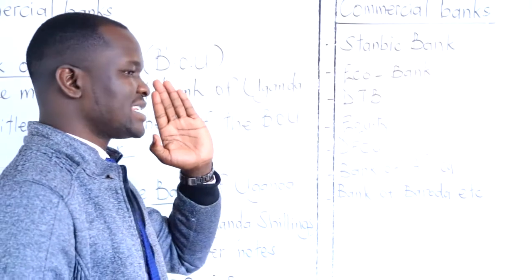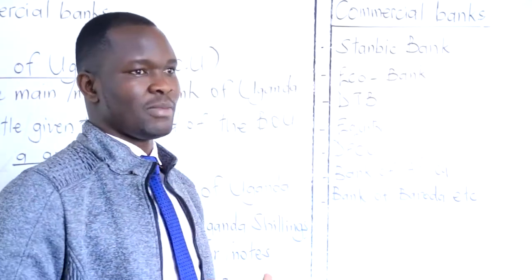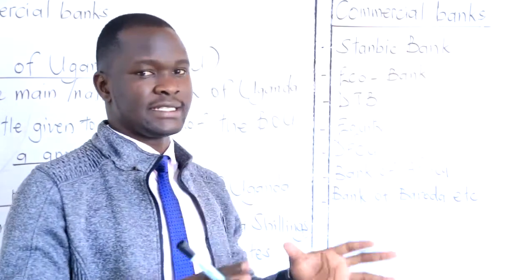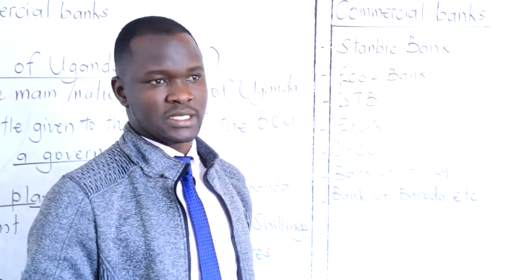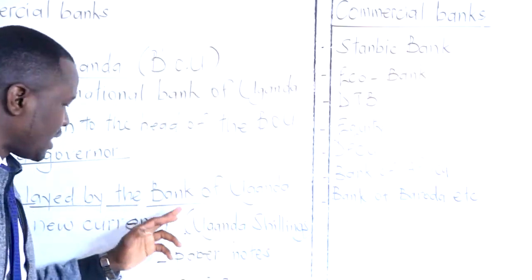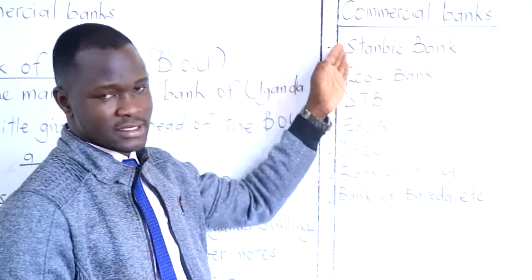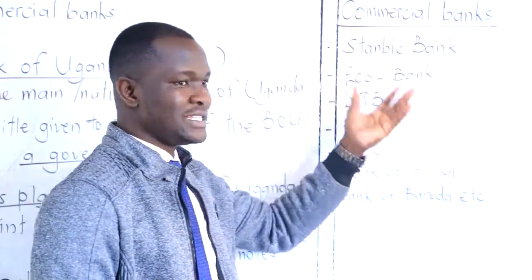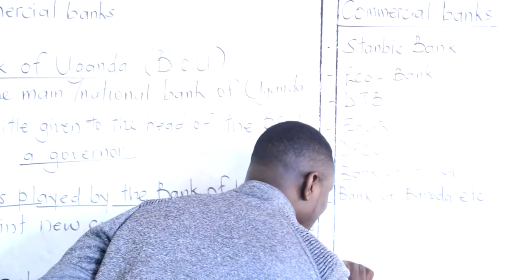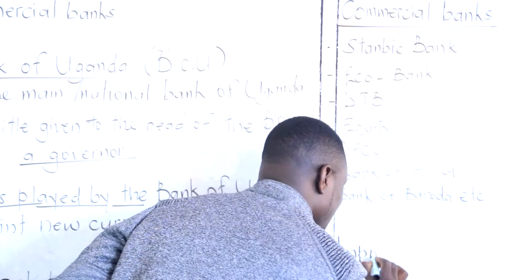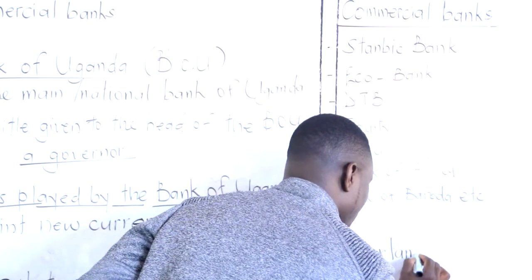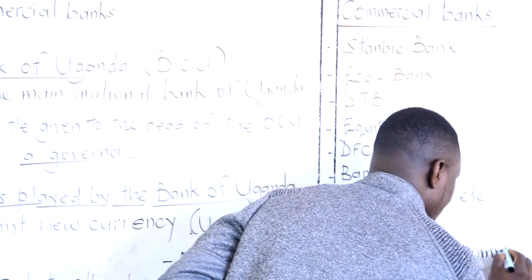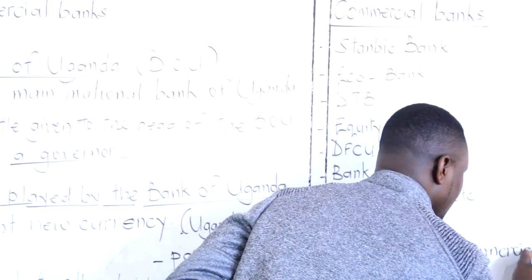Now, we are going to understand how important these commercial banks are to the people. These commercial banks deal directly with the people in our district, whereas the Bank of Uganda deals with these banks. That is the difference. That's why when we come to look at the importance, let's write them: importance of commercial banks.